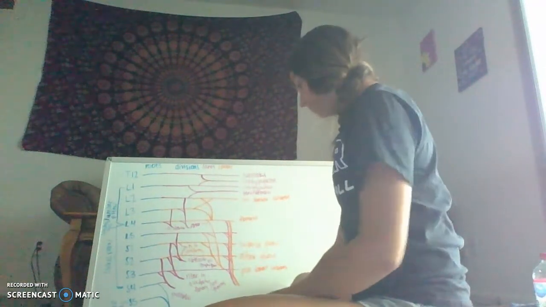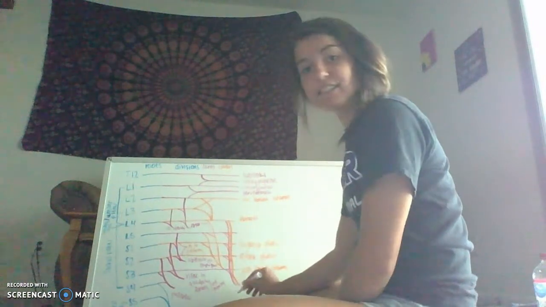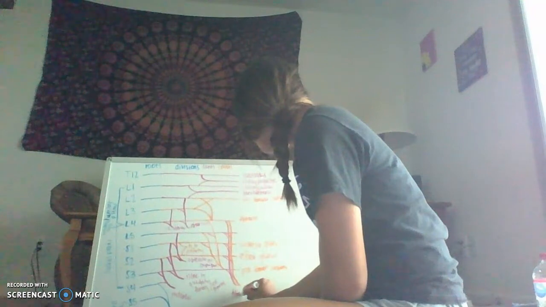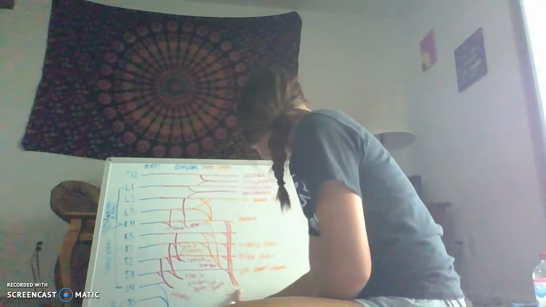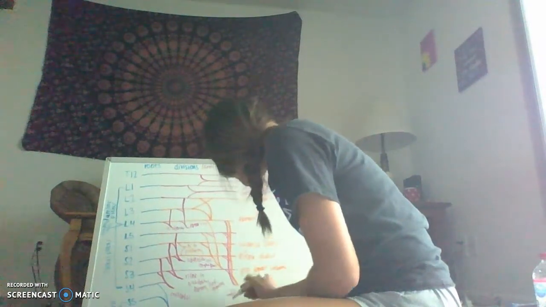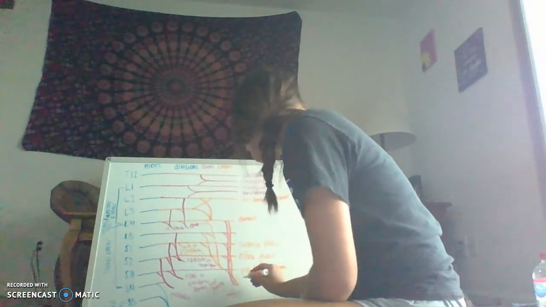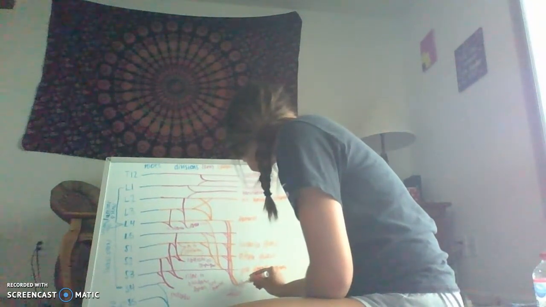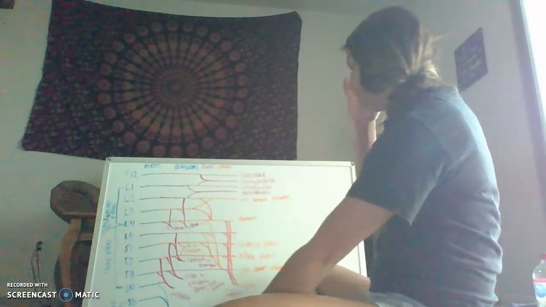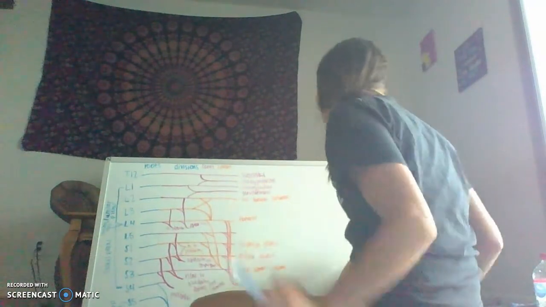And then all the way from L4 down to S3, we have the tibial nerve. And then right next to the tibial nerve, we have the fibular nerve, which is L4 to S2. That's all the nerves. And now in blue, I'll go through which muscles they all innervate.